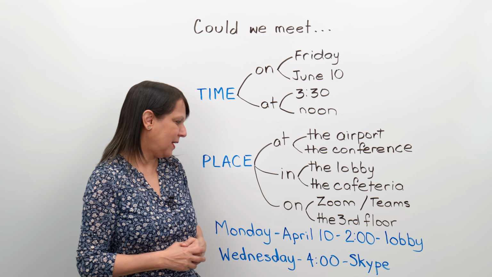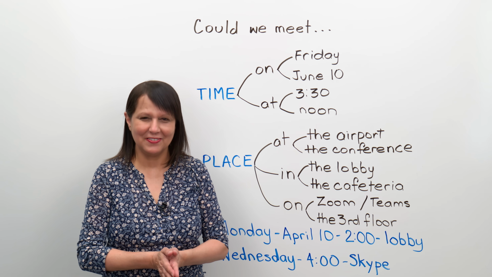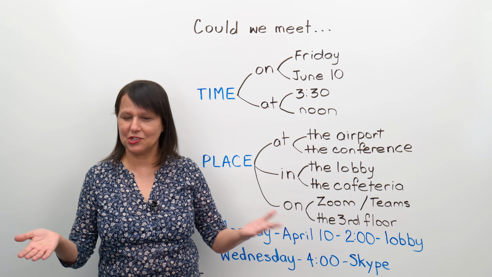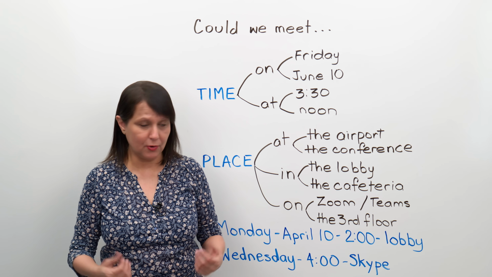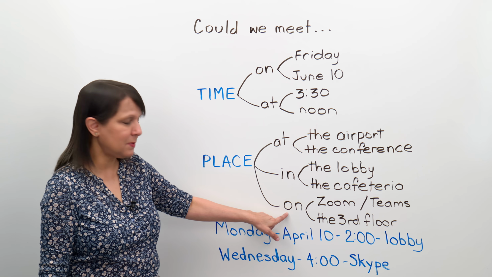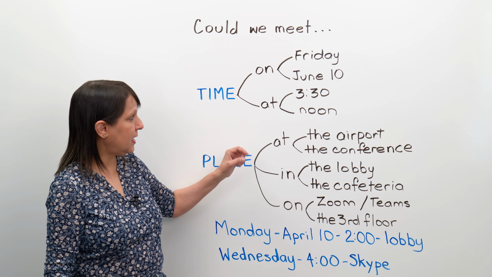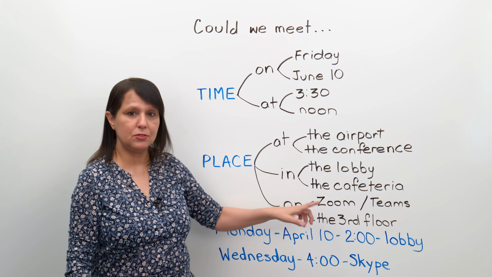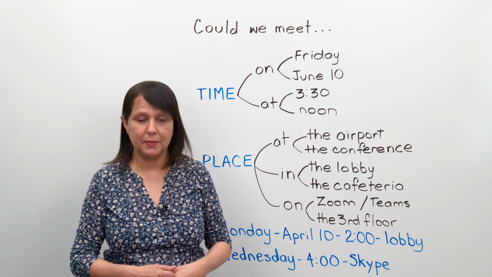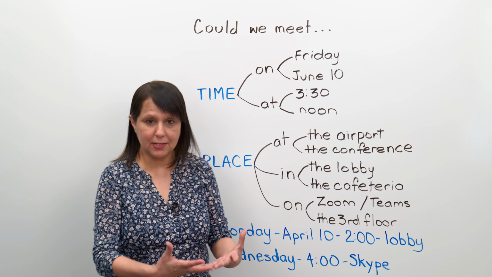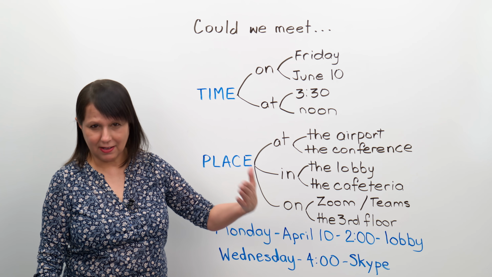Okay, all right. Next, nowadays, people very often don't meet in person at all. And also if you're speaking internationally, then you're not going to meet in person. So you're talking about an online platform, right? So there, the correct preposition to use is on. Could we meet on Friday at 3:30 on Zoom or on Teams? Okay, whichever platform you are planning to use or you're suggesting. So that's when it's online.